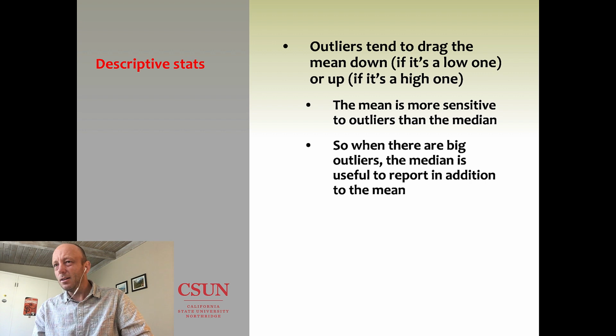Same thing with a positive outlier. If there's something at the high end, the median's not going to be as influenced as the mean is. So sometimes it might be useful to report the median, but you do it in addition to the mean typically, as opposed to instead of the mean.